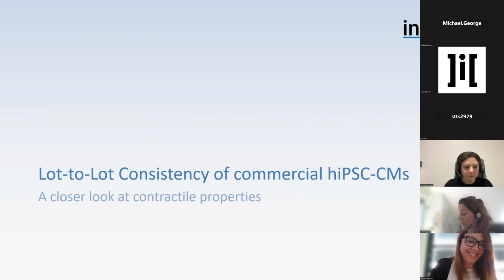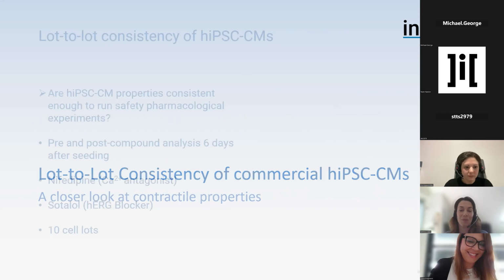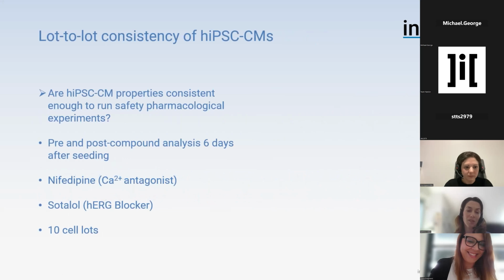Right, we got a lot of knowledge about the technology now, so let's dive straight into the analysis of commercial human iPSC-derived cardiomyocytes. I already told you that the background of the experiments was basically to see how robust the different lots would react towards compounds, but also just generally speaking, pre-compound condition-wise. So what we did is we chose 10 cell lots that were produced in a time frame of 2 years. So not only within a few weeks, but also a quite long time span. And then we did a pre-compound analysis where we looked at the beat rate, and also did post-compound analysis where we checked nifedipine, a calcium antagonist, as well as sotalol, a hERG blocker.